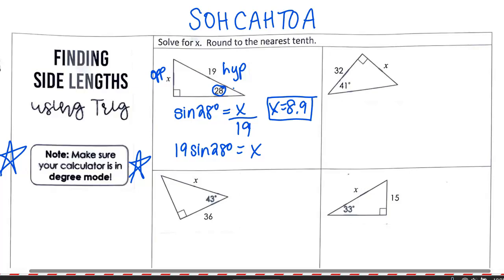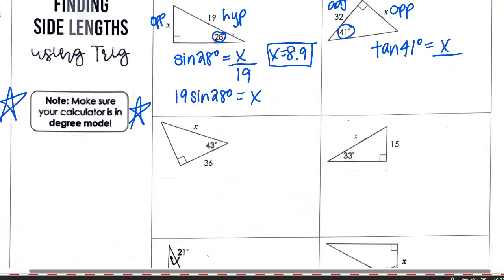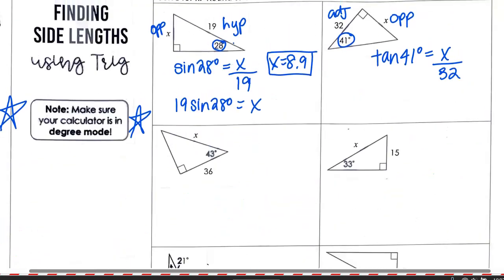Let's look at the next example. So let's look at the information we're given. Here's our angle. We are given an opposite side from the angle, and we're also given the adjacent side. So that means that we're going to use tangent because that is opposite over adjacent. So tangent of 41 degrees is equal to our opposite, which is x, over our adjacent, which is 32. And we're just going to multiply both sides by 32. So we get 32 times tangent of 41. We're going to put that in our calculator, and that's going to give us x equals 27.8.